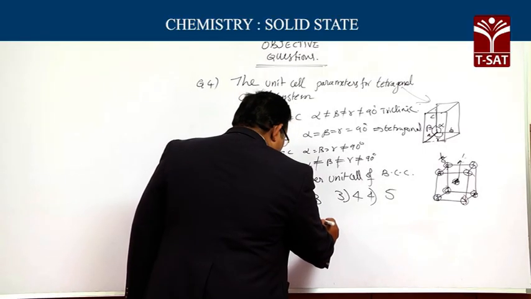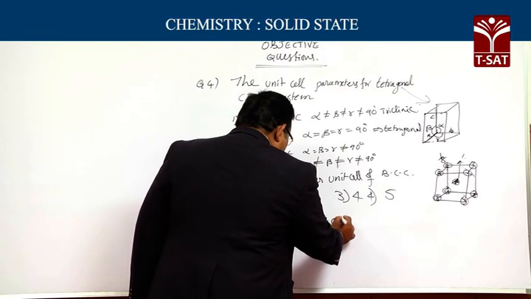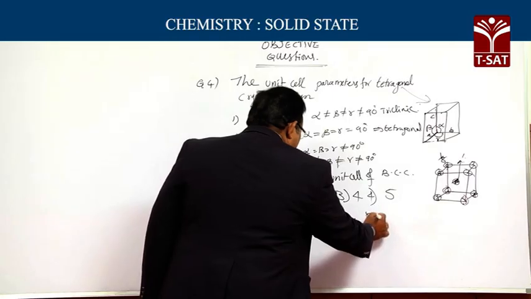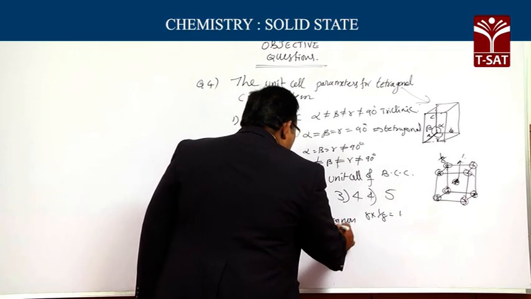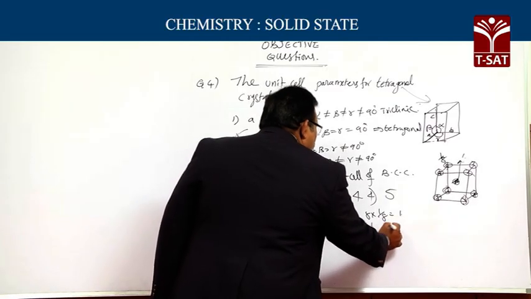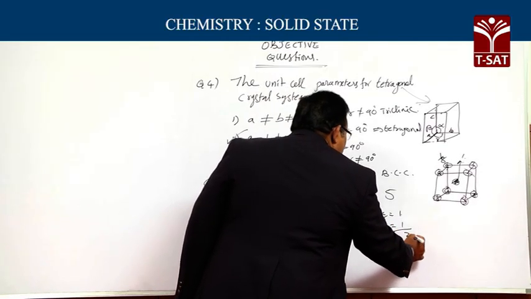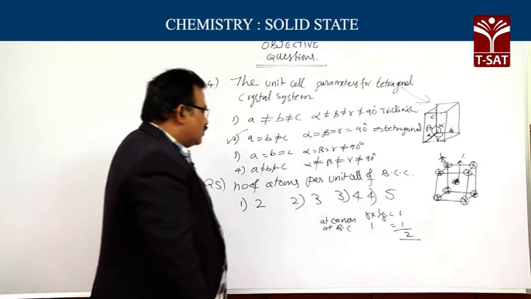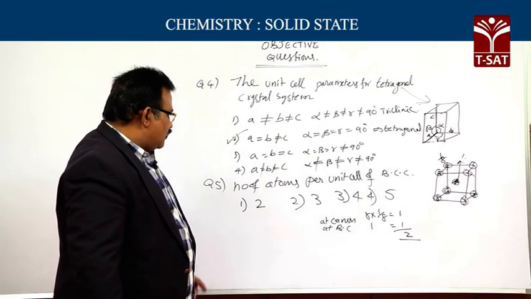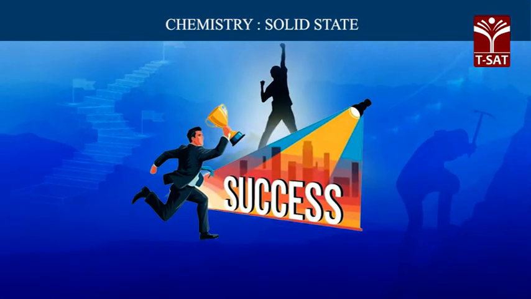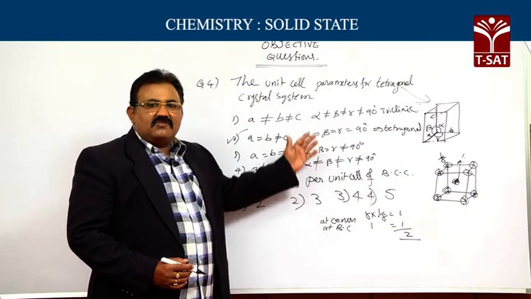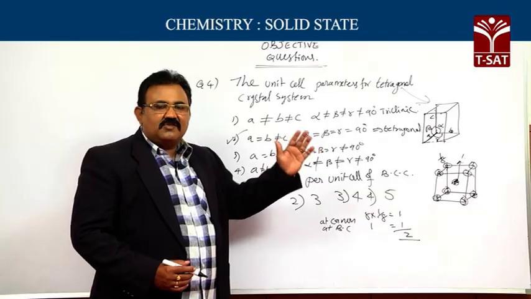So, at corners, 8 into 1/8 is equal to 1. At a body center, 1 equals 1. So, number of atoms per unit cell of BCC is 2. So, answer is 2. In this way, the questions will be given in the competitive examinations.